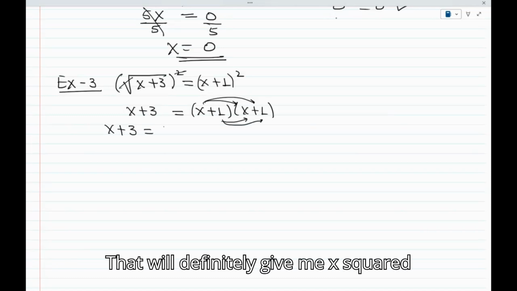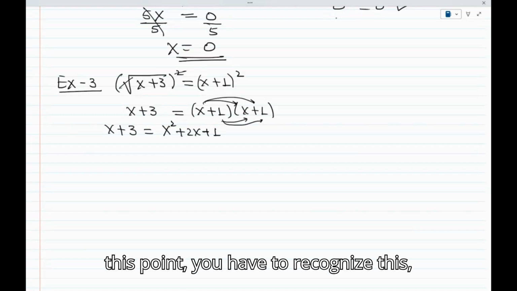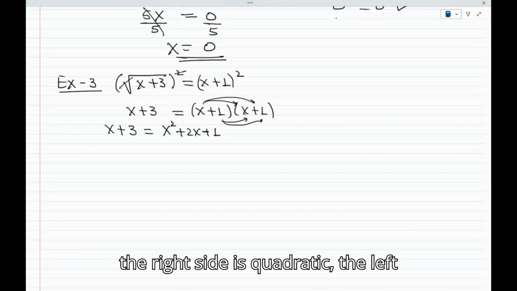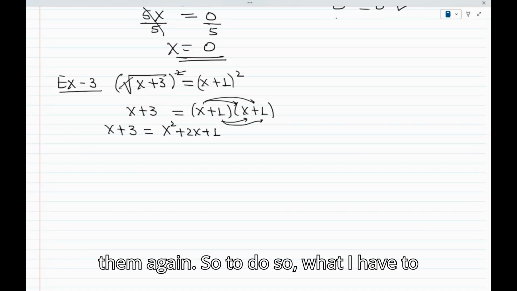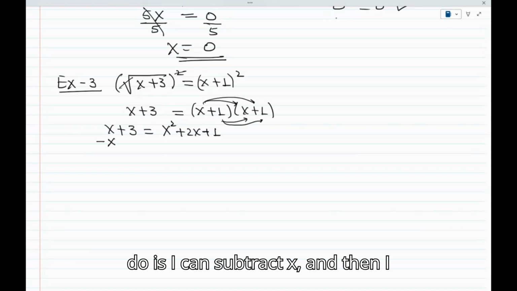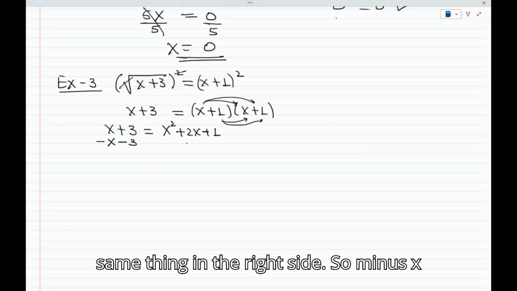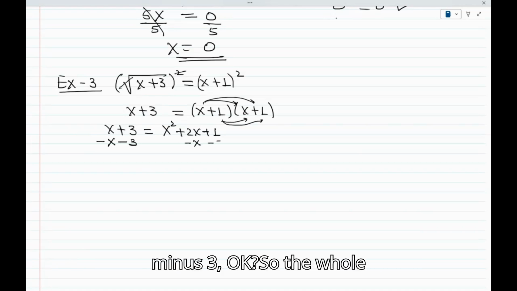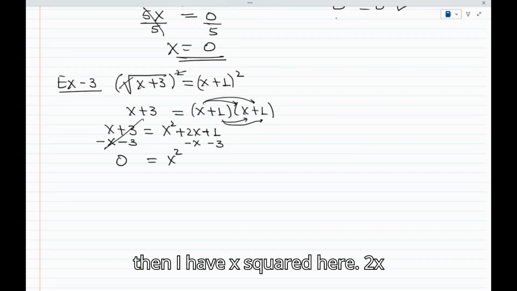That will definitely give me x squared plus 2x plus 1. At this point you have to recognize that the right side is quadratic and the left side is linear, so I have to combine them again. To do so, I can subtract x and subtract 3 from this side, and do the same thing on the right side: minus x minus 3. The whole left side will be 0, and then I have x squared here.